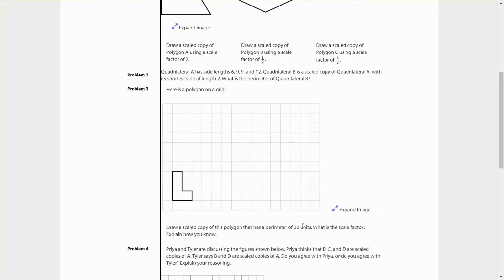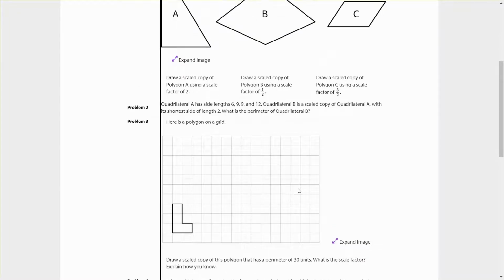Now for problem 3, I have another window open that I'm going to switch to, which is here.